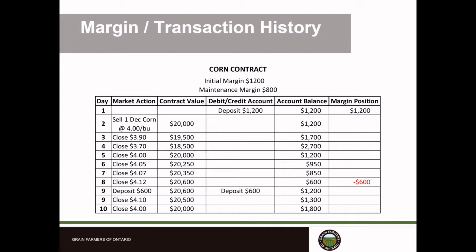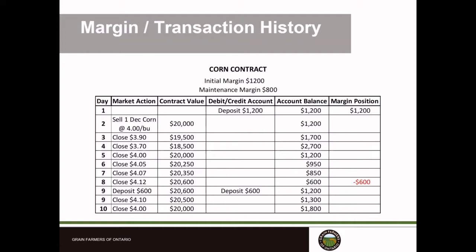Okay. Next day, corn closes at 407. So now that's another $100. So to buy that contract back today, I would lose $350 because I sold it for $20,000. Now they want $20,350 to buy it back. So more importantly, I go to my margin and I'm now sitting at $850, which means if I close my account right here, I would lose $350 and I'd only get back $850 because it would cost me $20,350 to buy back this contract.